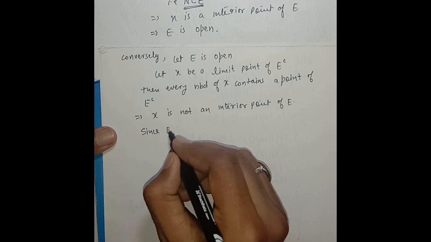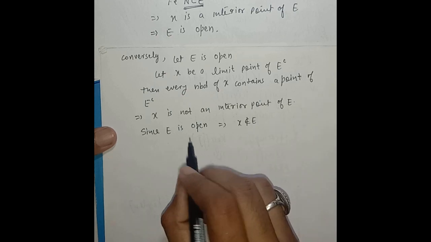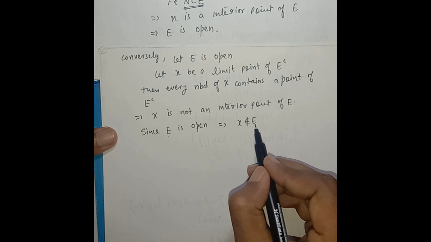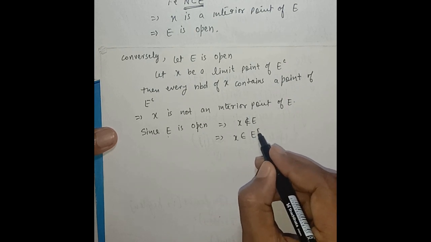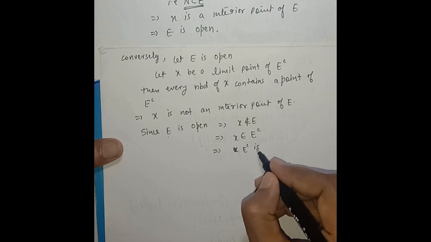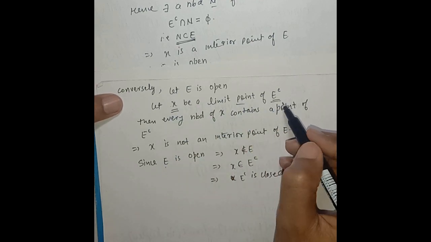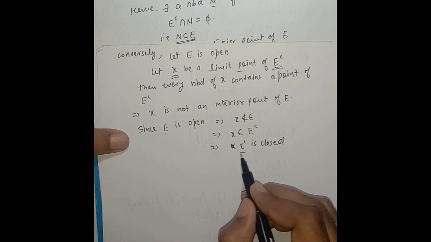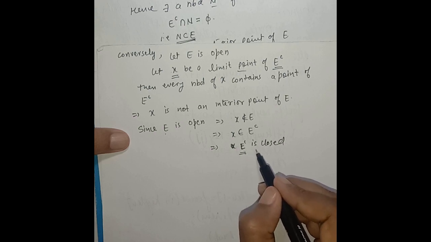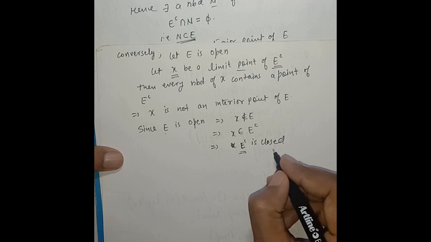Since E is open, this implies x does not belong to E, because if x is not an interior point of E and E is open, then x does not belong to E. This implies x belongs to the complement of E. This implies the complement of E is closed, because we assumed x is a limit point of the complement of E and it is contained in the complement of E. That means this set is closed, because according to the definition of a closed set, it contains all its limit points. Hence proved.